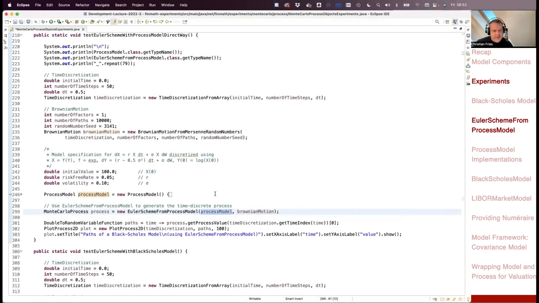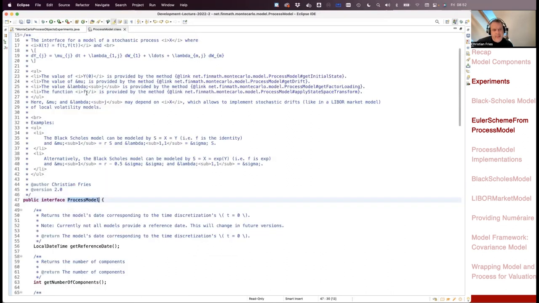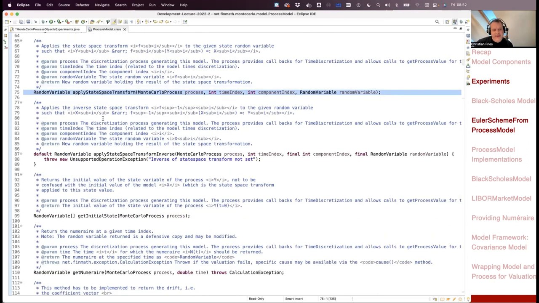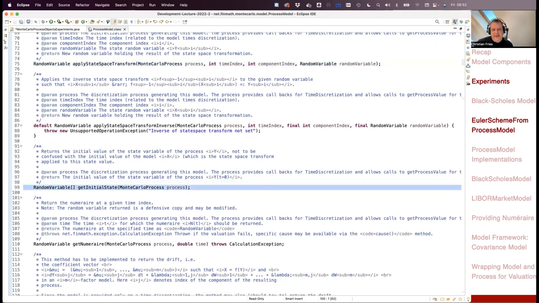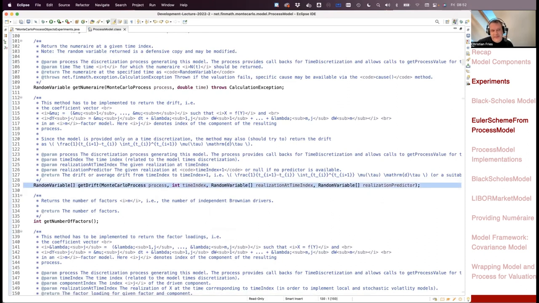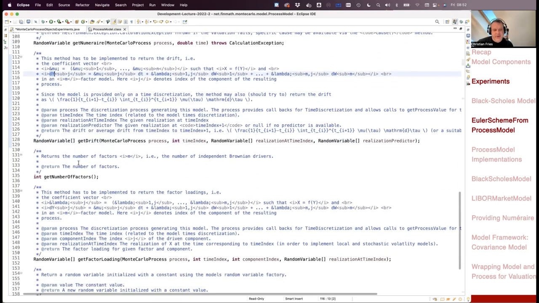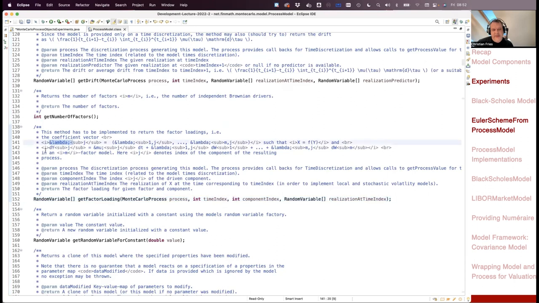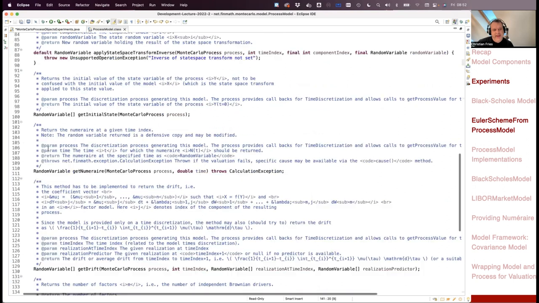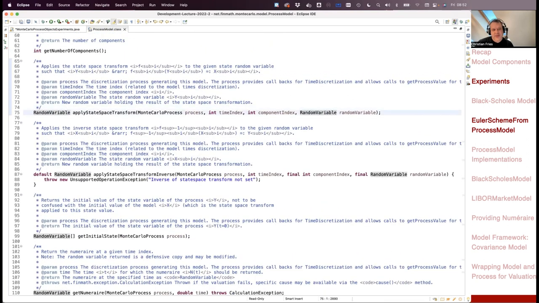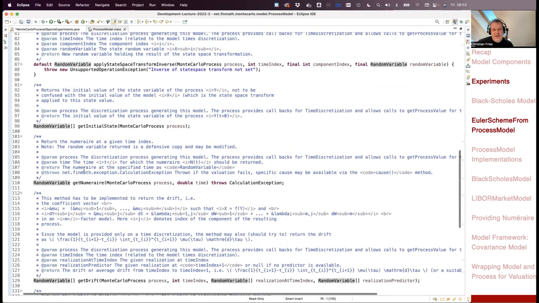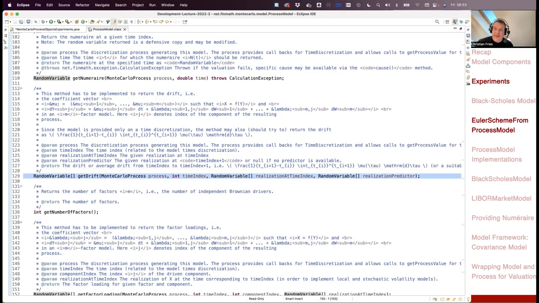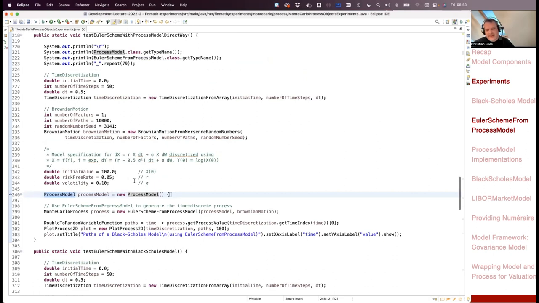I need to specify here this process model. And what is this? If you look at process model, this is an interface. It specifies the function f, this transform, the initial state, so that's the initial value of the process y, the drift of the process y, and the factor loadings, the coefficients lambda of this process y. So it's discretizing the process y, and then it applies this transformation to get the variable which we would like to discretize. In addition, since we specify the drift, we have to know the measure under which we simulate. So we also specify here the numerator, maybe as a function of the process that we simulate.